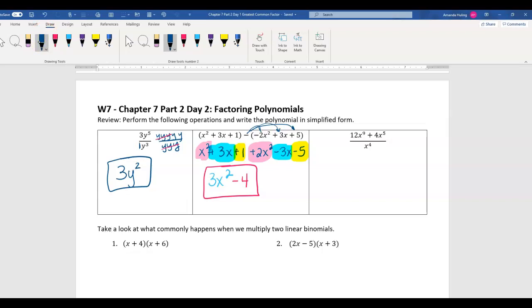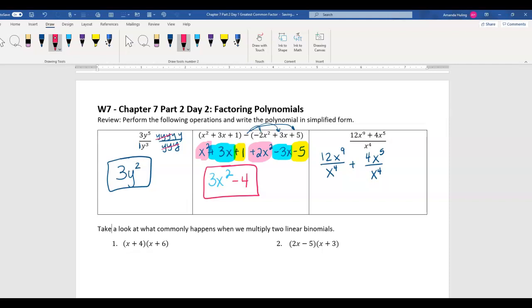Now, box 3 is something that we haven't done in a while and you might not have done ever. We have a binomial on top divided by a monomial. Now what's important to note is that I cannot just cancel this x to the fourth with this x to the ninth. This x to the fourth belongs to both of these terms. So what we're going to go ahead and do is write this out as 12x to the ninth over x to the fourth plus 4x to the fifth over x to the fourth. Because remember when we add fractions, we only add the numerator and the denominator is along for the ride.